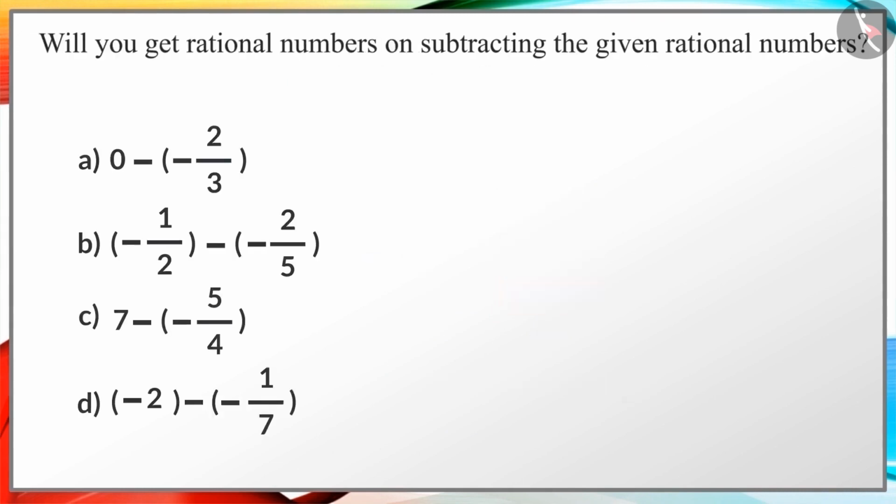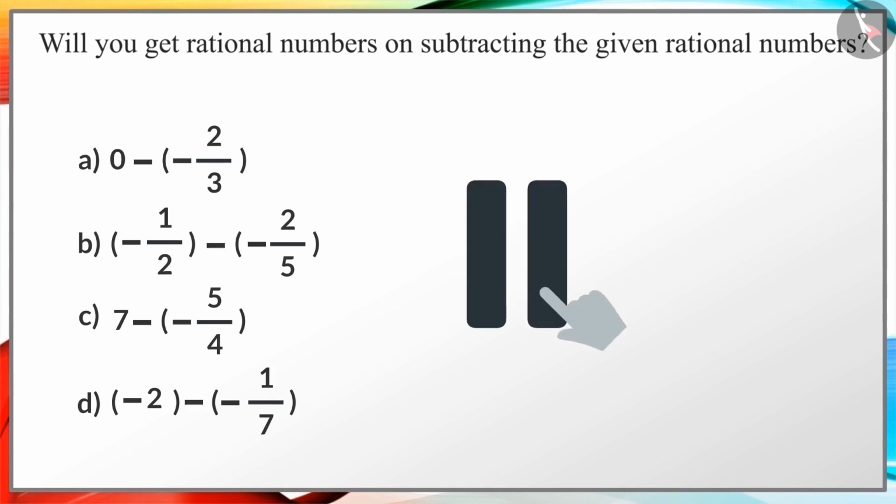Children, now look at these numbers. Did you get rational numbers as the result? You too should solve this question.